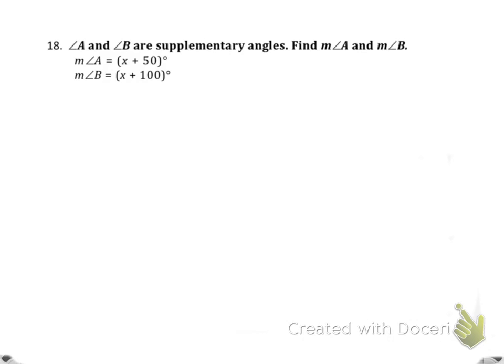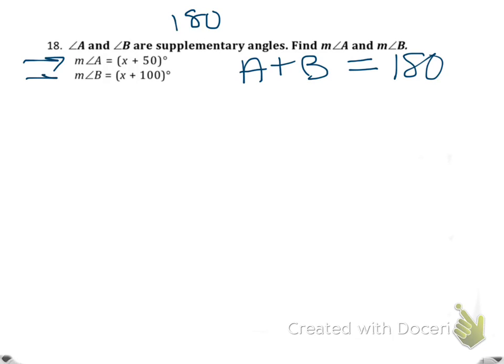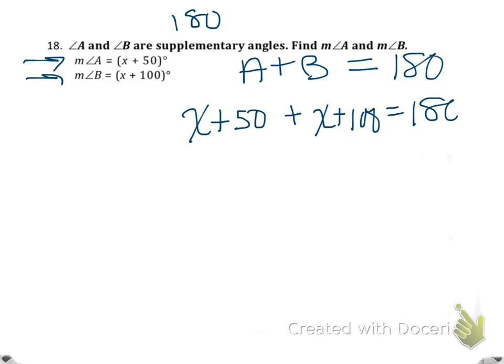Okay, turning to number 18, I see that angles A and B are to be supplementary angles. Supplementary angles, 180. So they want me to find the measure of A and B, so this is very similar to problem 17. So since they're supplementary, I know that angle A plus angle B will equal 180. So now let's use the expressions that I have for these two angles. So A is x plus 50 plus B is x plus 100, and this has to equal 180.